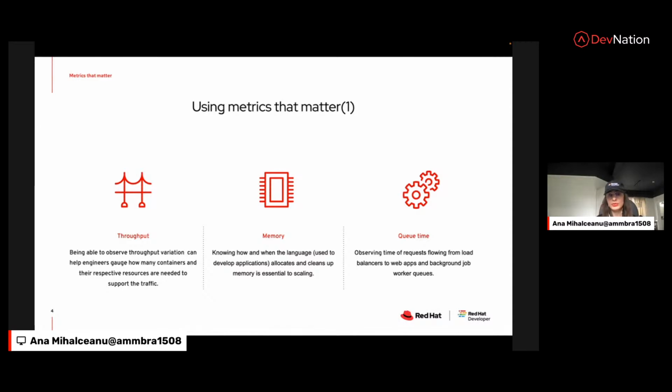So the first one that I'm going to talk to you about is throughput. It's important to observe the throughput variation to know how many containers, especially if we're talking about distributed systems and microservices, and their respective resources are needed to support the traffic that comes to your application. So for example, for write-intensive applications, the application throughput will increase with the number of containers. So the more containers you have working there, the higher the throughput will be.